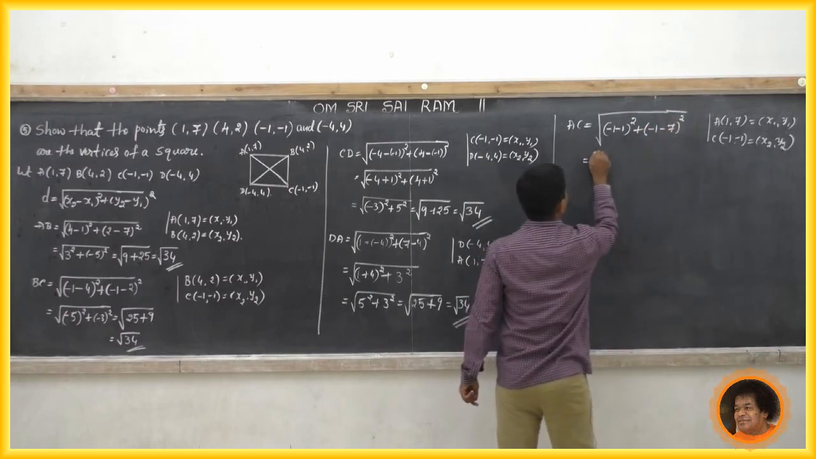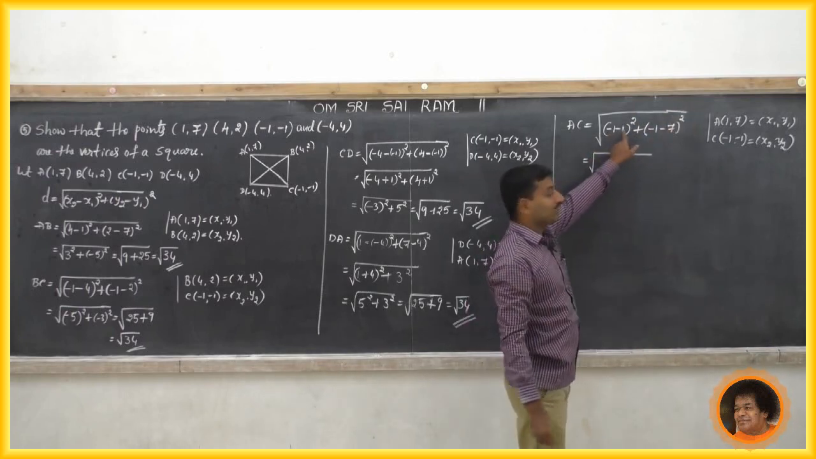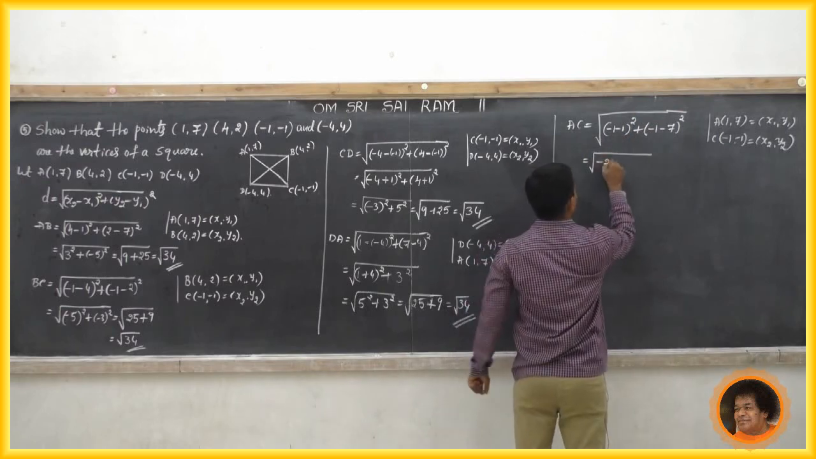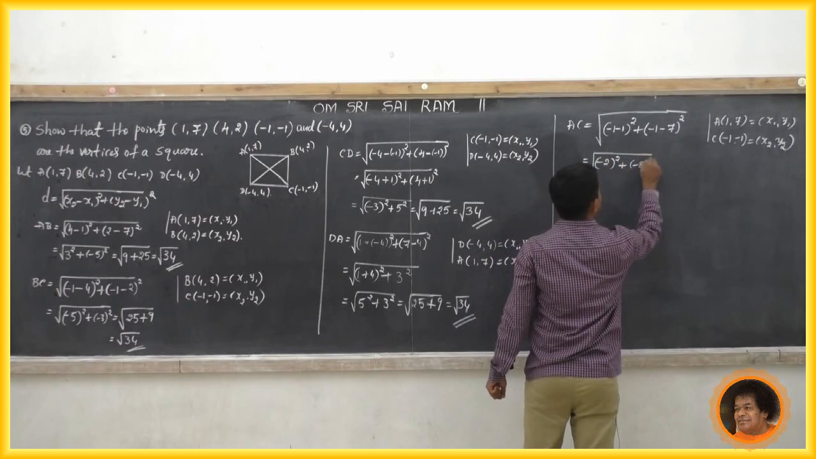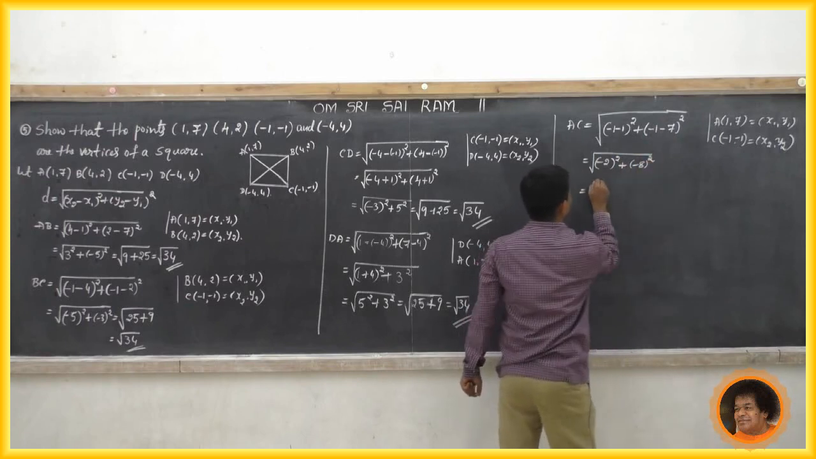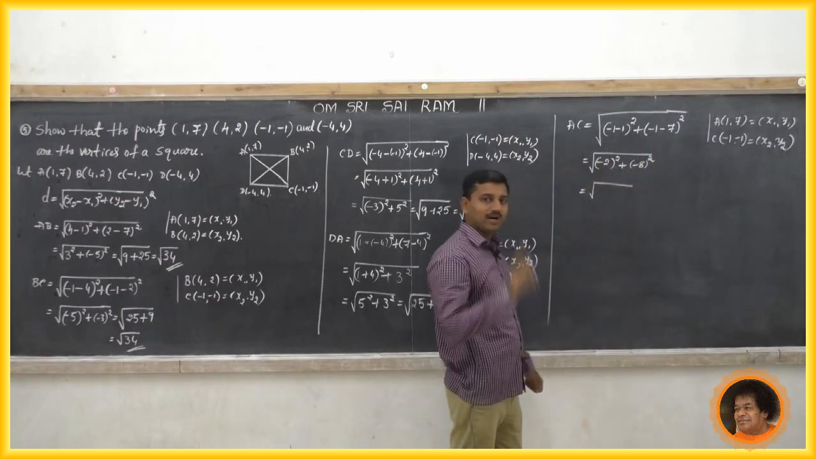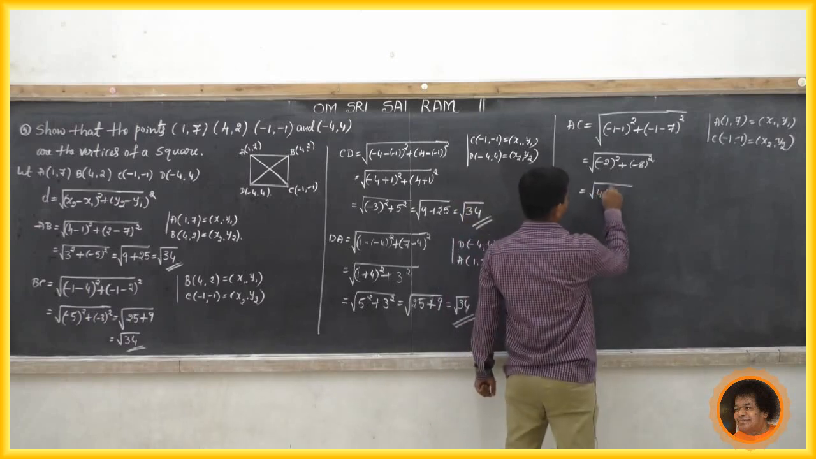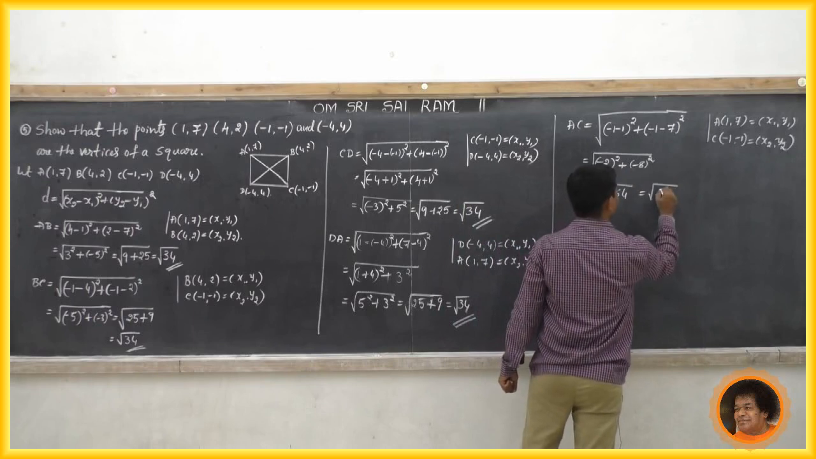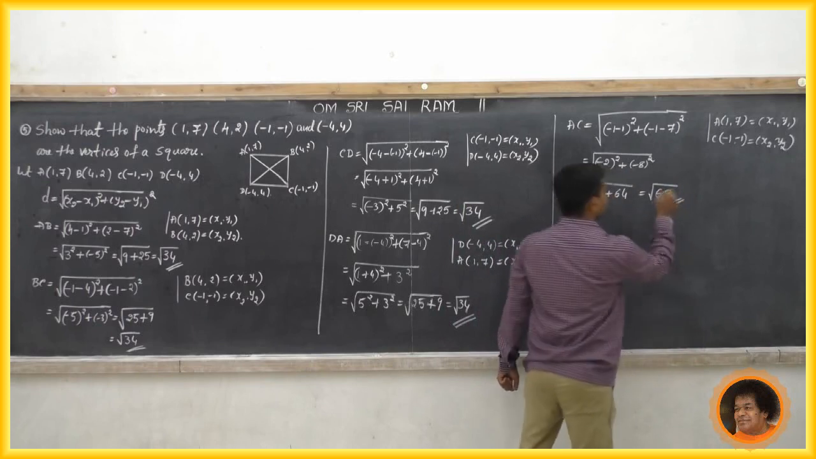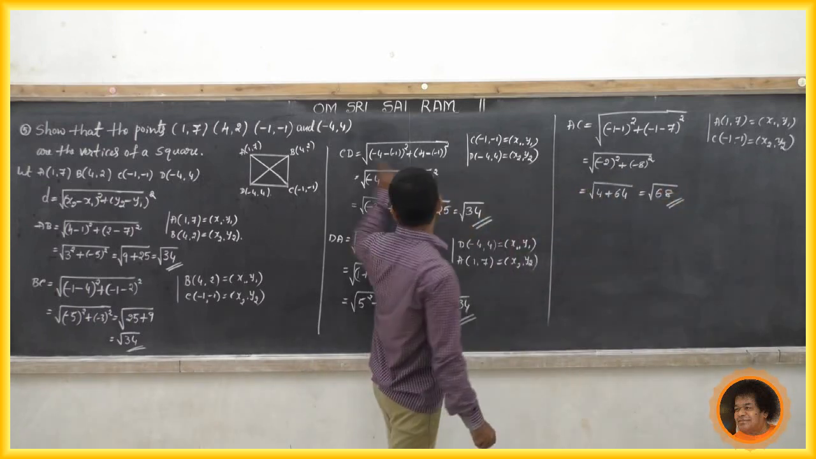So which is equal to square root of -1 minus 1, -2 whole square, plus -1 minus 7, -8 whole square. So equal to square root of -2 whole square, -2 into -2, that is 4, plus -8 whole square 64, equal to square root of 68 units. So this is the diagonal AC.